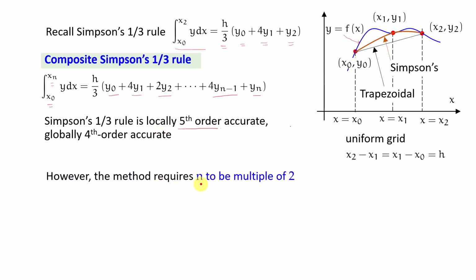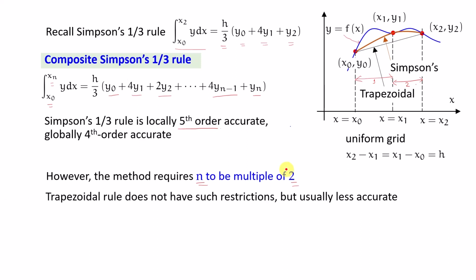But then the problem, as we are saying, is that n must be a multiple of 2. n means the number of divisions, the number of intervals here. So n equals 1, n equals 2, and we need a multiple of 2. n is the number of intervals, and n plus 1 is the number of points we are taking. So the number of points has to be odd, or we can say the number of intervals should be even. Now, this is a restriction. We cannot have that all the time.